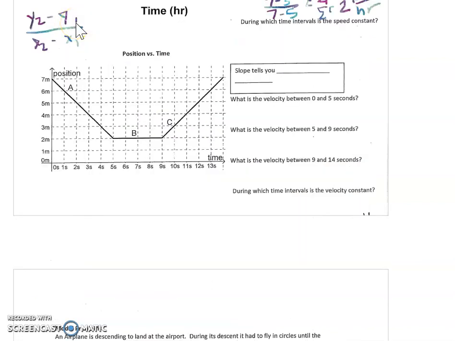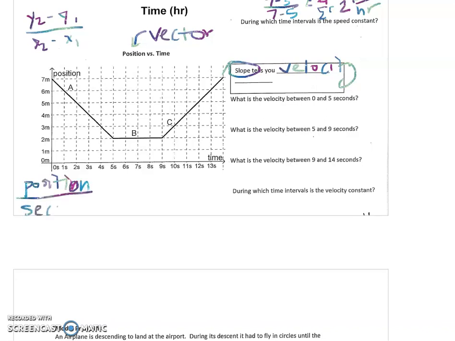Okay, moving on in the notes, we have a position versus time graph. So position is a vector. So the slope of this graph tells you the velocity. That is your vector measurement for how fast something is going. This is really important to know that the slope tells you the velocity. And that's because you have position on the y-axis and time on the x. So rise over run for your slope means position over time, or meters over seconds in this case.